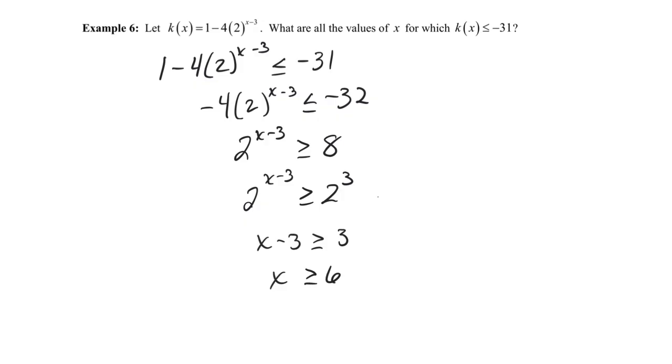Now I didn't have to worry about domain on this one because in exponential functions, our domain is all real numbers. So we have our answer right there. x has got to be greater than or equal to 6. That's a little elementary to say that. So let's put it in interval notation. And notice I used a bracket because it's or equal to.